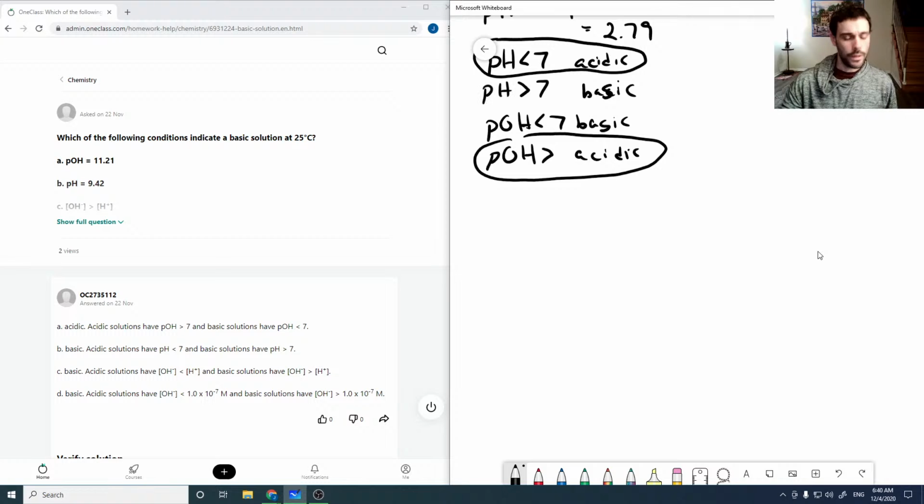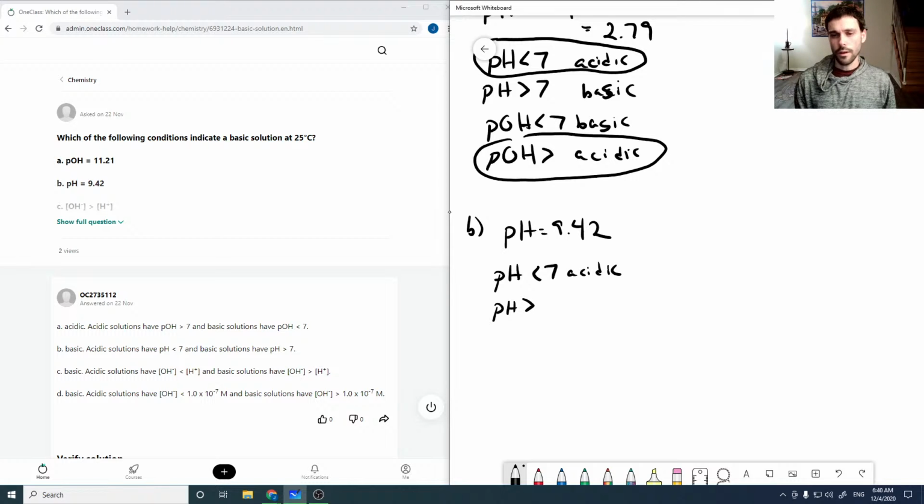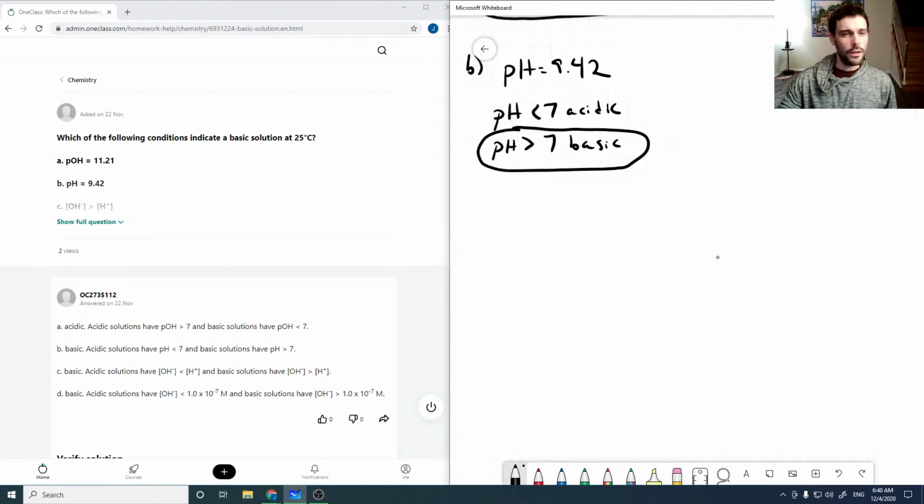Okay, so then for B, we have a pH of 9.42, and again, here we have pH less than 7 is acidic, and a pH greater than 7 is basic. If we look, it's greater than 7, so that's basic.